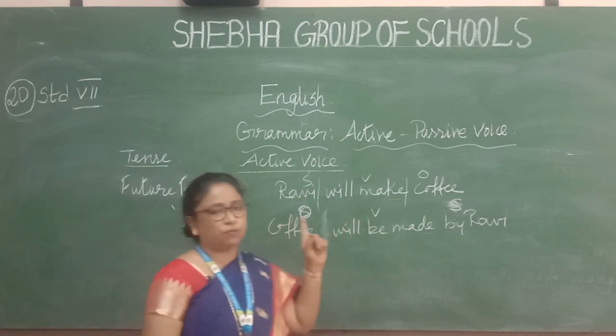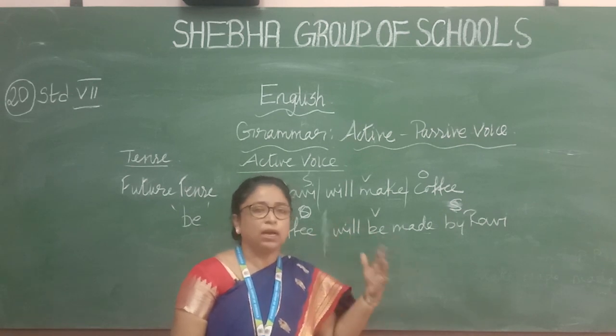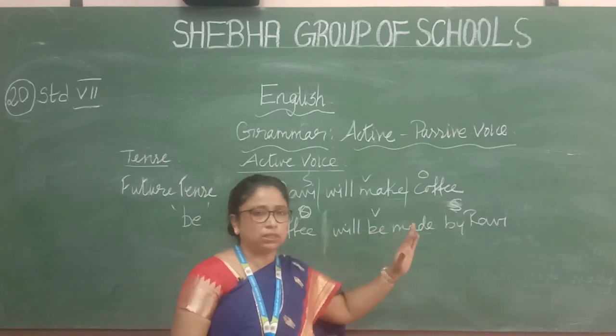In the present tense, what we added is or are. And in the past tense, we added was or were. And here I am adding will. For will, we are going to add be. That's it. So this is it. The three tenses are over.